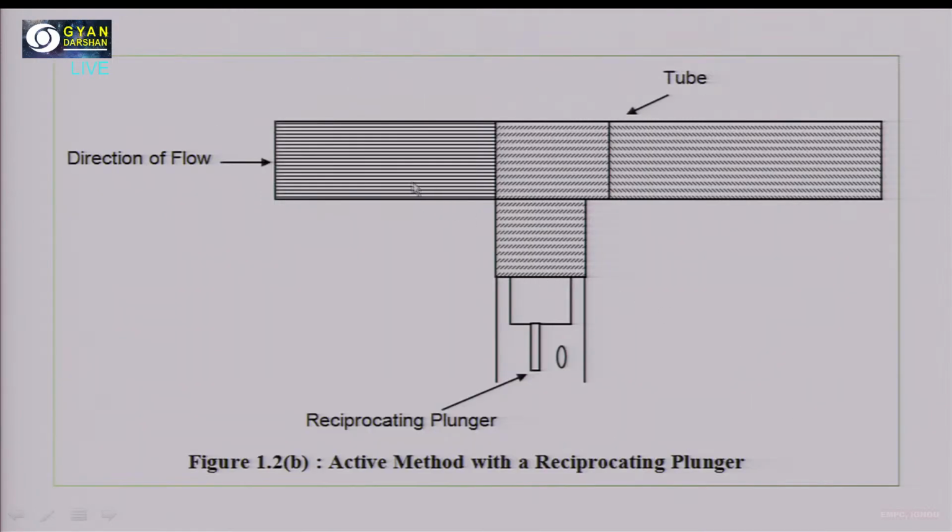Then the active type. Active type, as the word itself shows, we are using an external source of energy. It will be very clear from this figure, because we are using here a reciprocating plunger. It's like a piston. We are moving this, we are giving energy to this. So this is an active type. The tube is there, the direction of flow is also shown here, but we have a moving piston here. That's why it's an active method with a reciprocating type of plunger.